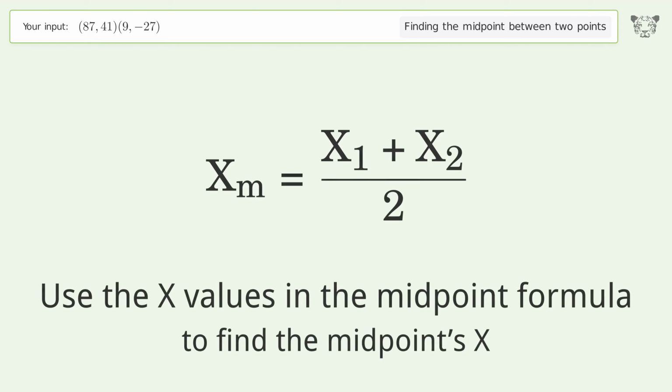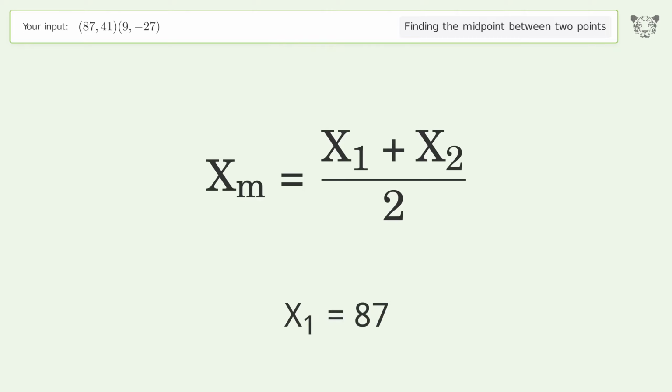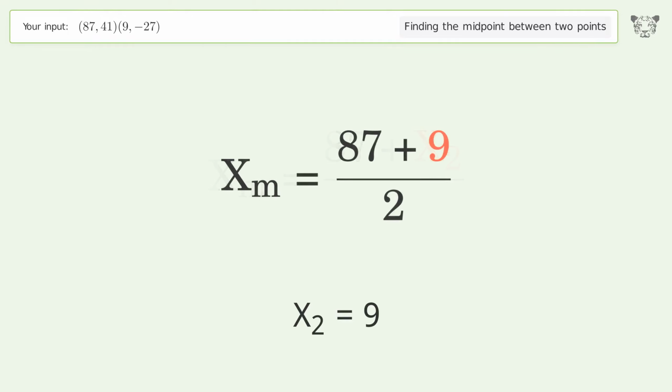Use the x values in the midpoint formula to find the midpoint's x. x1 equals 87. x2 equals 9. Simplify the arithmetic.